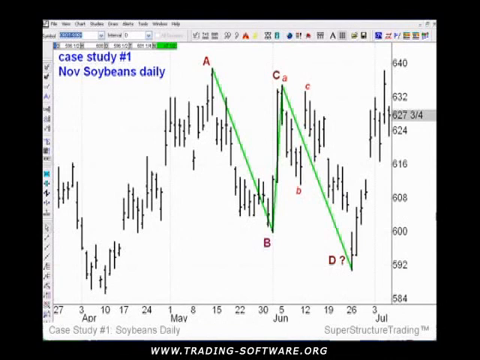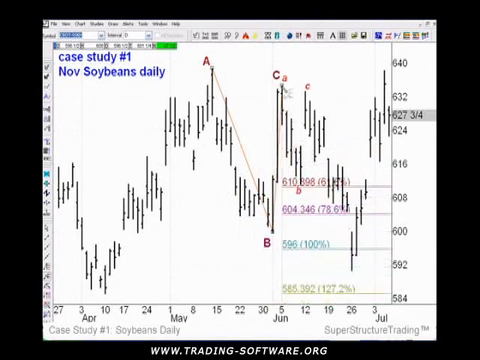Little ABCD is a move within a move. Little ABCD is a little move coming off of capital C. So now let's put on measure move extensions on the big capital ABCD formation. Going from capital A down to B, drag it up to capital C. Now you can see that the 61% and the 78% extensions do not qualify as extensions. And the first extension right below B is the 100% measure move extension of the capital ABCD formation. This is the dominant measure moves 100% area.